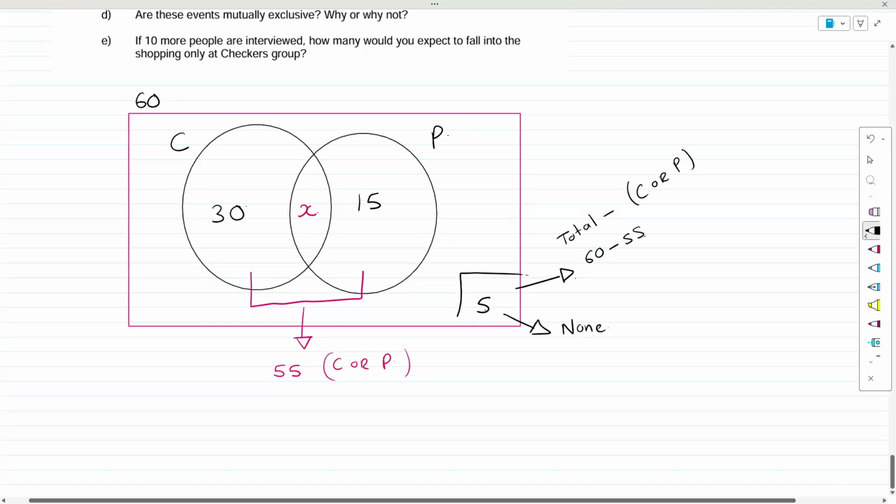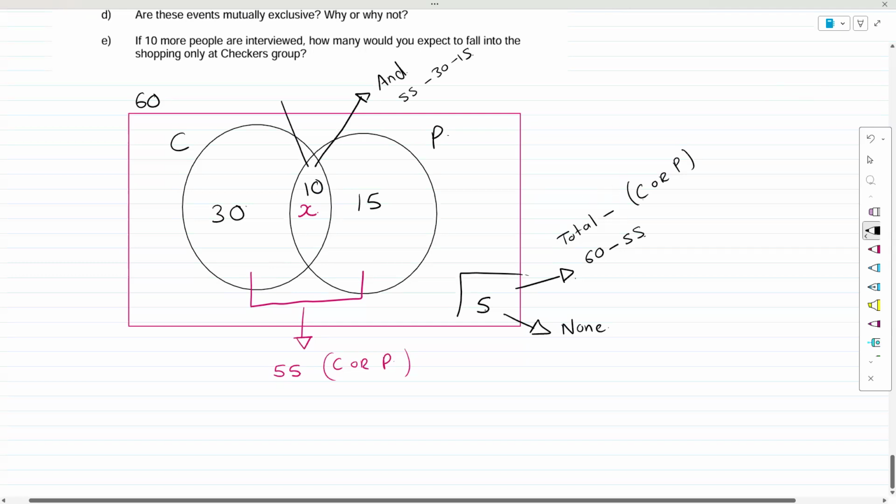Okay? Now, if we work on it very simply, X can be solved. X is the and. How do I get the and? Remember, I didn't answer any questions. I'm just trying to get the and. It's easy. I can take 55 if I wanted to, minus 30 minus 15. 55 minus 30 minus 15. And that would give me 10.